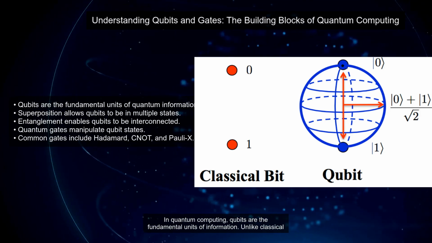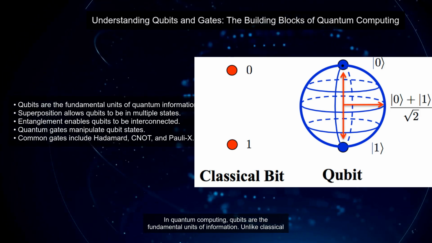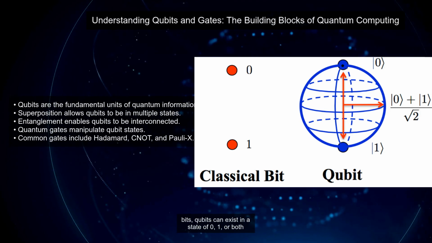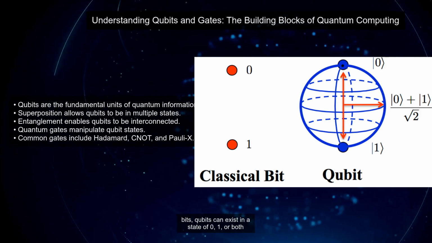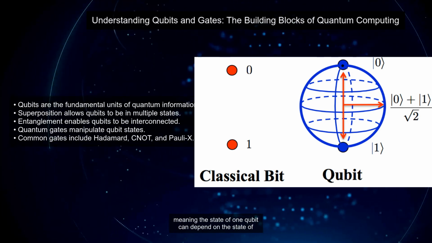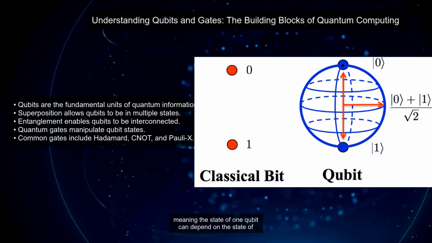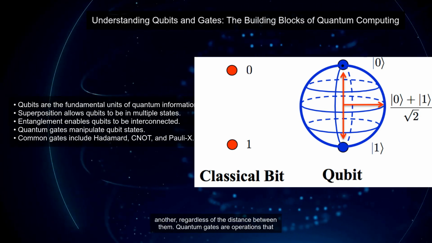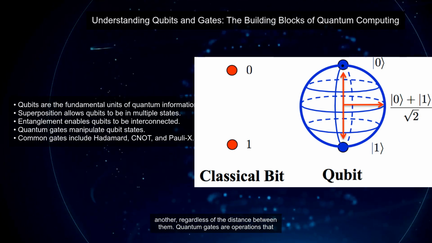In quantum computing, qubits are the fundamental units of information. Unlike classical bits, qubits can exist in a state of 0, 1, or both simultaneously, thanks to the principle of superposition. Additionally, qubits can become entangled, meaning the state of one qubit can depend on the state of another, regardless of the distance between them.